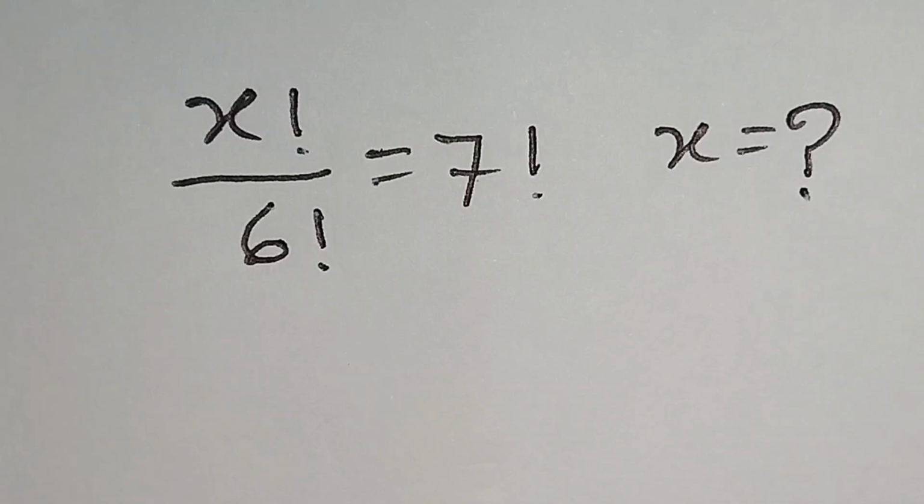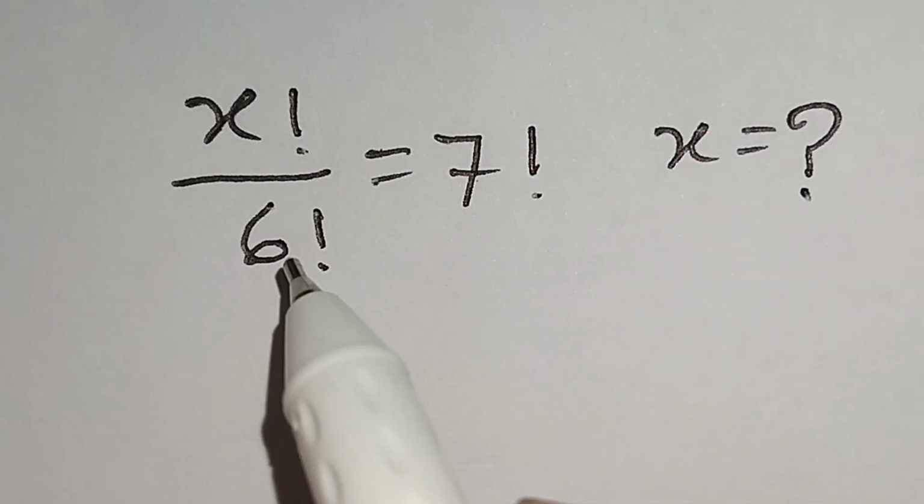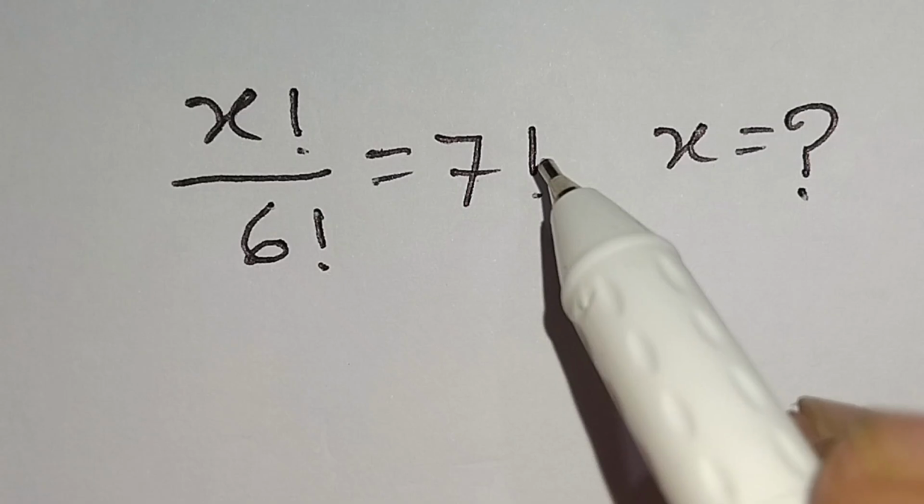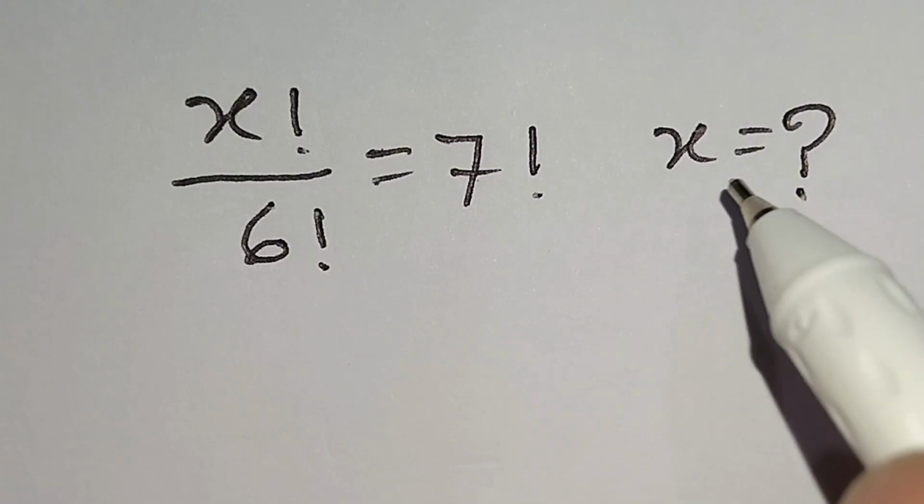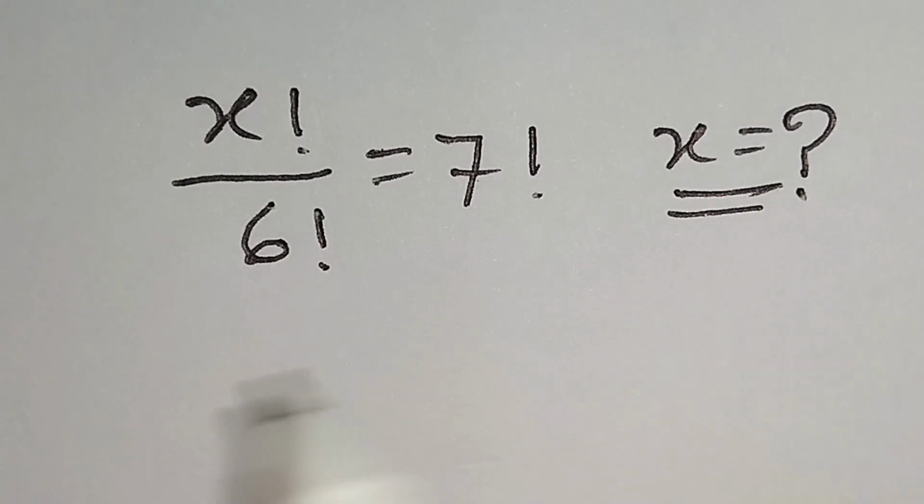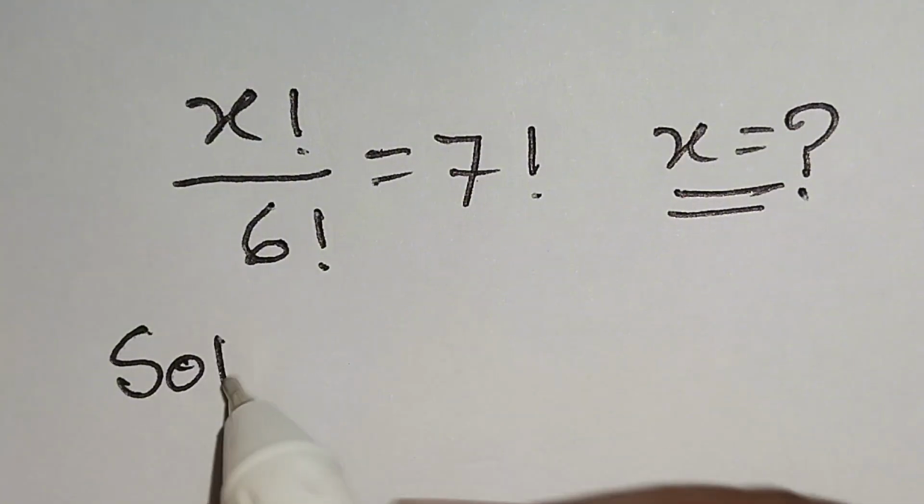Hello, this is a nice math problem. X factorial over 6 factorial is equal to 7 factorial, and we have to find the value of x. So let's start. Solution.